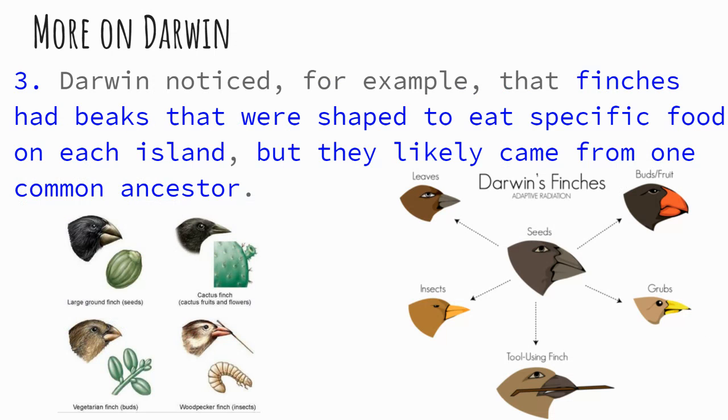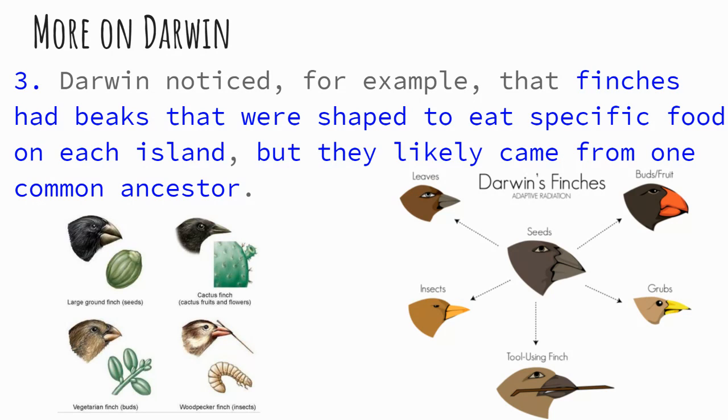And he notices something about these finches. What he notices is that on each island, there are different food sources. So on certain islands, there are large seeds. On certain ones, there's cactus. On other ones, there's little flower buds that they're going to eat. And the other ones have certain insects that they eat. And what he notices is that not only are there different food sources on the different islands, but the finches have different beak shapes on the islands.